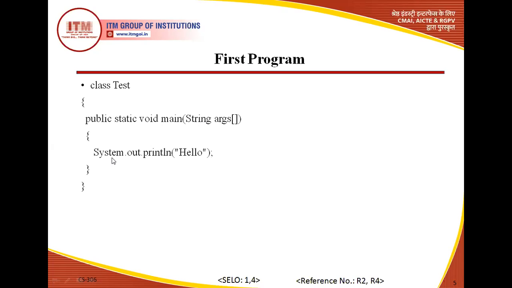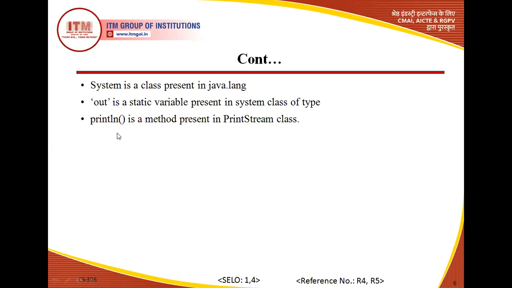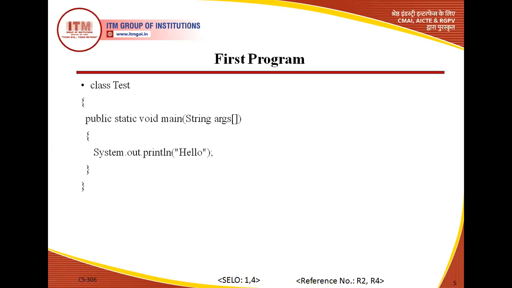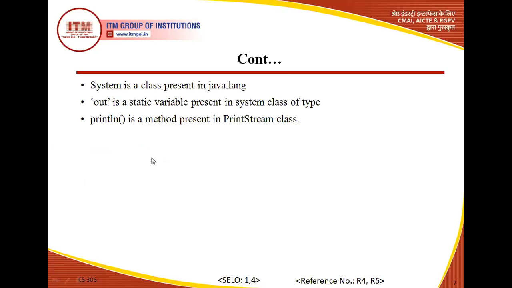Now come to this System.out.println. So what is System? Here I'm just talking about these three words. System is a class present in java.lang. System is your class present in your java.lang package. And what is out?